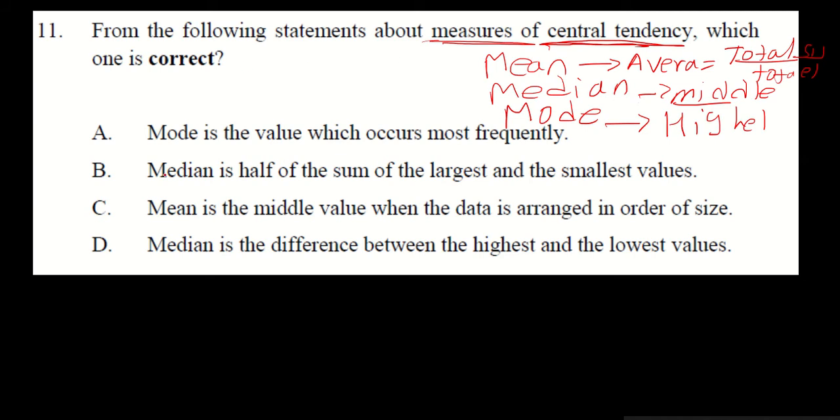So which one is correct? A, the mode is the value which occurs most frequently. Yes, that is it. The answer will be A. That's question number 11. So here it's all about knowing the definition of the central tendency.